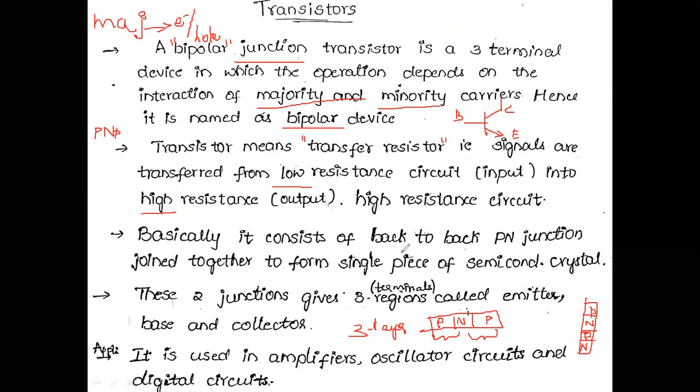Basically it consists of back to back PN junctions joined together. This is one PN junction, this is one PN junction. It is connected back to back here. Basically two PN junctions I am going to obtain here, joined together to form a single piece of semiconductor crystal. This is giving out a single crystal PN junction semiconductor crystal.